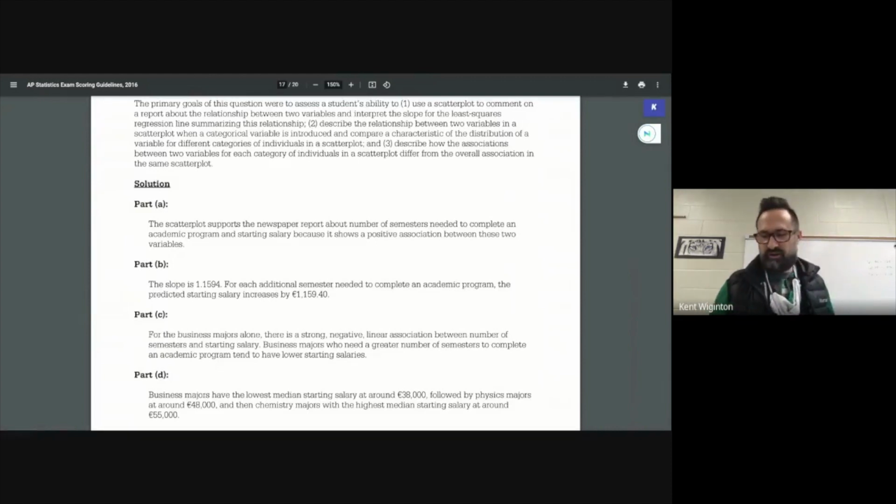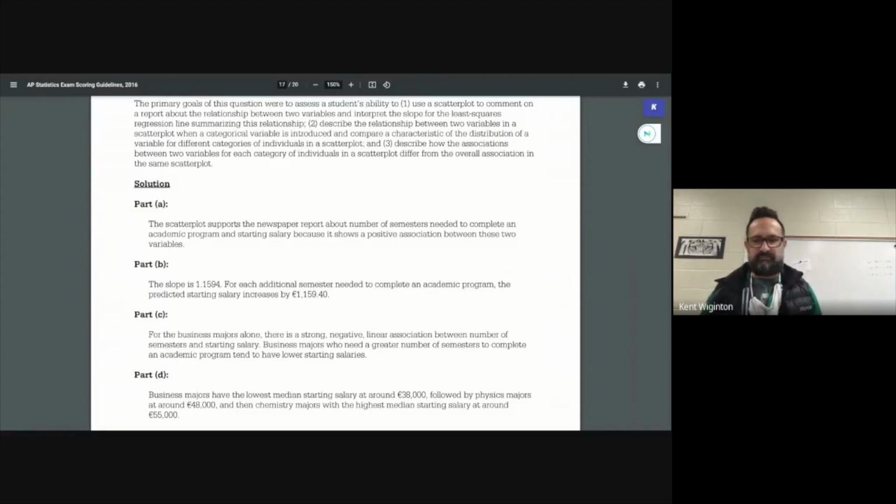Right, because you're not talking about $1 or €1. You're talking about 1,159 euros. That's a fairly big difference, right? So keep in mind the units. When you write it down, just make sure that you said for each additional semester, you would expect your starting salary to increase by about, you said 1.1594. I don't think they would give you full credit for that. I think they would mark that off as like, oh, they didn't really understand the units of the graph.